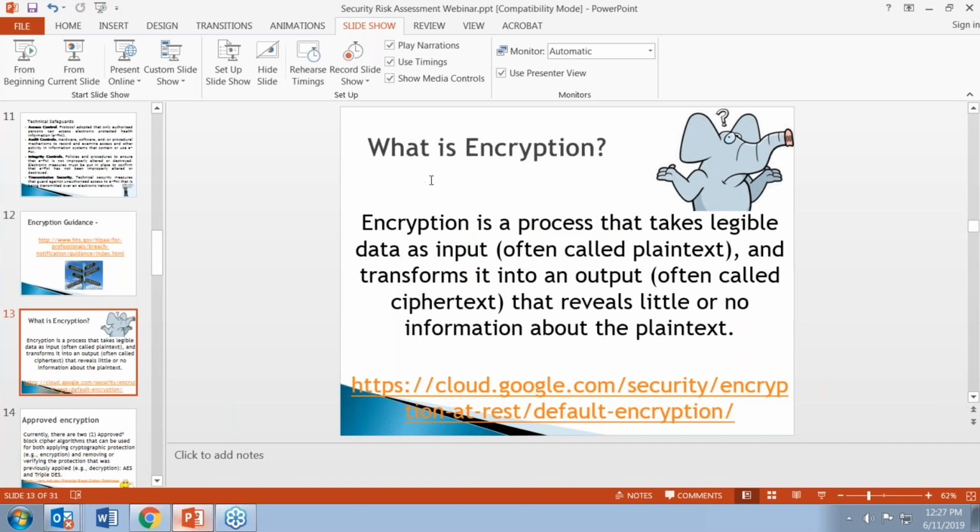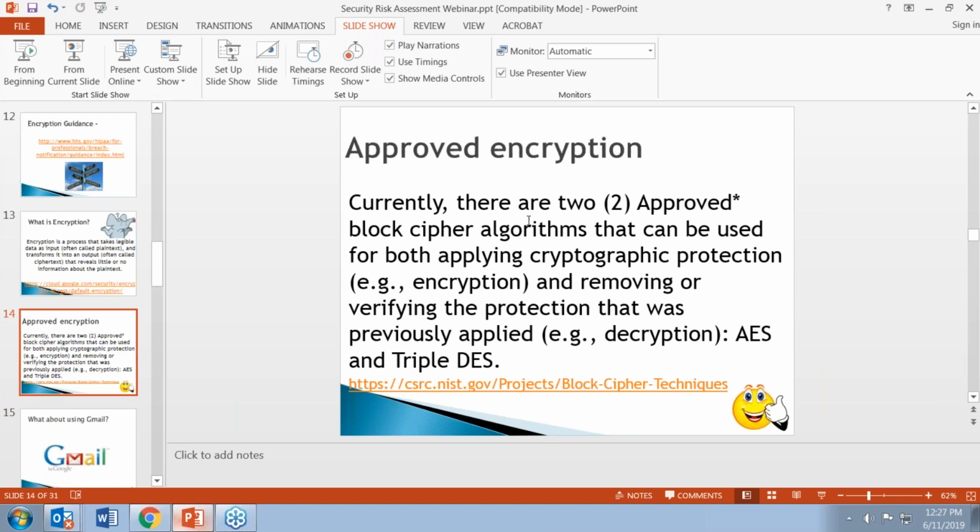It's a process that takes legible data as input, often called plain text, and transforms it into an output, a ciphertext, that reveals little or no information about the plain text. So I think we all have a general idea of what encryption is, but it takes data that you can read, turns it into data that you can't read, and protects it. There are 2 approved block cipher algorithms by the government. This is the government website, and it talks about 2 different types of encryption. It's AES and triple DES is what the government says is proper encryption.